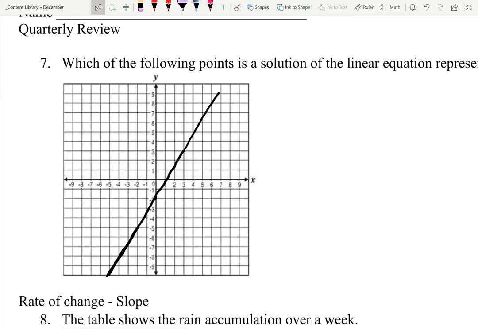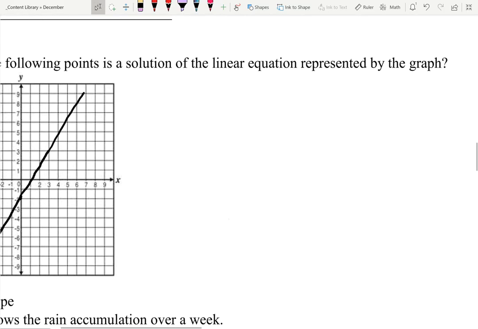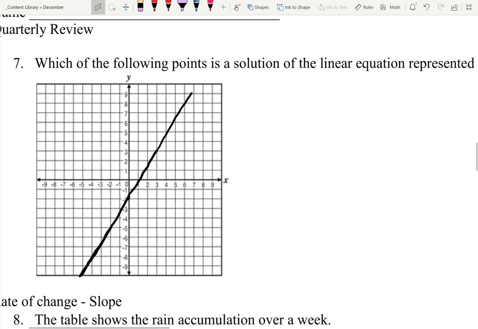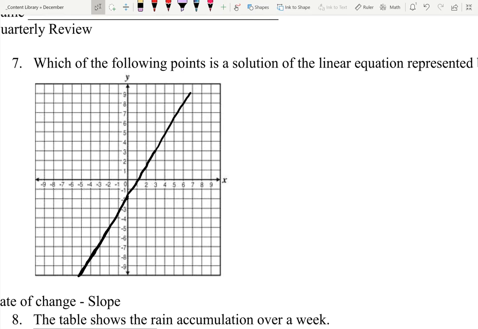Number 7, which of the following points is a solution of the linear equation represented by the graph? Now, I'm not writing the equation here. I mean, you can if you want to, but you don't need to. Basically, I should have added points to this, but what I'm asking for is, what points essentially do you see on this line, right? So look on this line and look for points. So let's say if I say, hey, is the point 4, 3 on this line? The answer is no, because the point 4, 3 is here and it's not on that line, right?